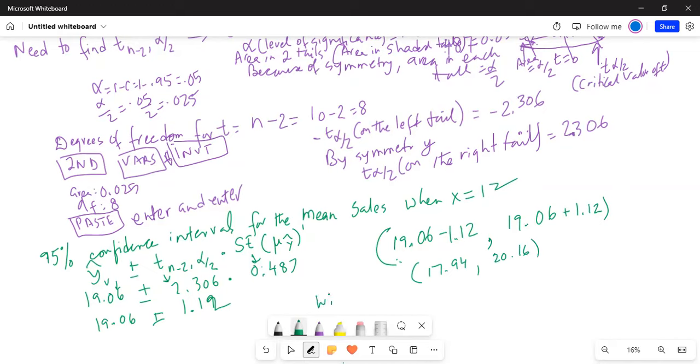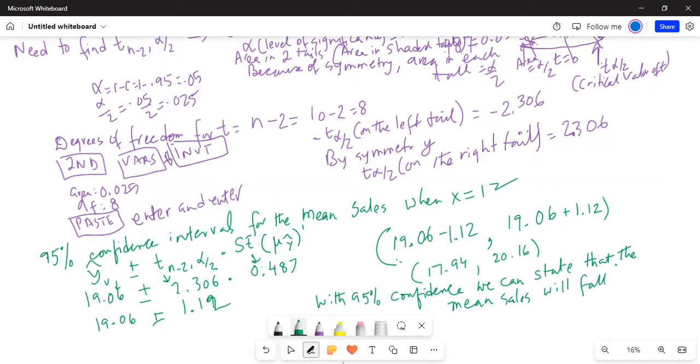So what does it mean with 95% confidence? We can state that the mean sales will fall between 17.94 and 20.18.